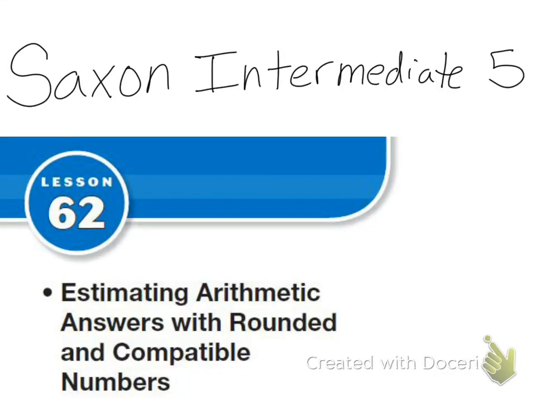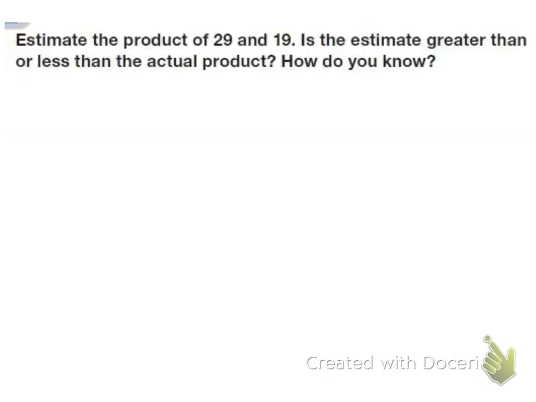Today's lesson is lesson 62, estimating arithmetic answers with rounded and compatible numbers. So we have found exact answers, but for some problems, finding an exact answer may take many steps and a lot of time. So today we're going to practice getting close to an exact answer. This is called estimating. It's not an exact answer, but it's going to be close. And this can help us reduce errors by showing us if a calculated answer is really far from the estimation. So it can tell us if our estimation is reasonable.